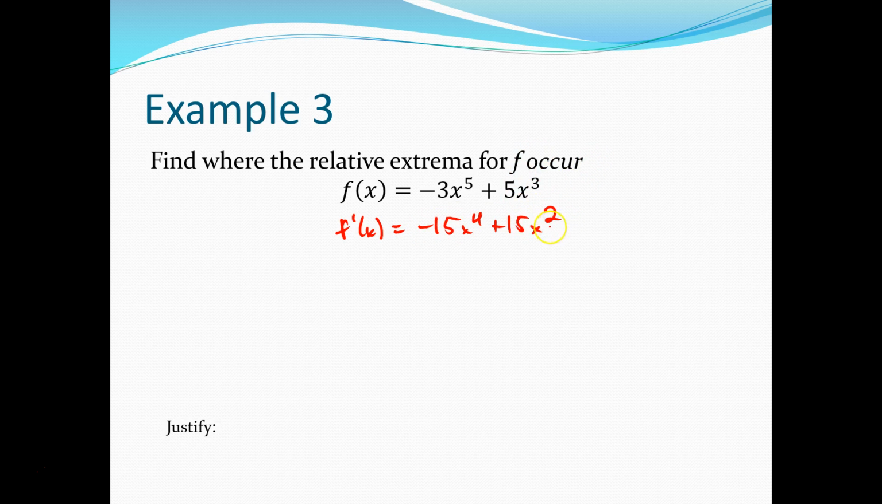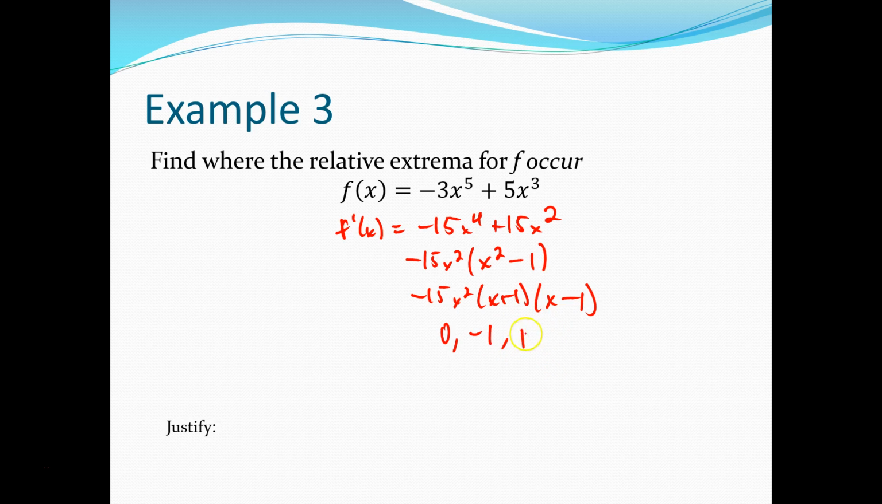Let's pull out a 15. Let's even do a negative 15x squared. So pull out a negative 15x squared. We're left with just x squared minus 1. So that's negative 15x squared times (x plus 1) times (x minus 1). Difference of squares there we can factor. So our zeros are 0, negative 1, and positive 1.